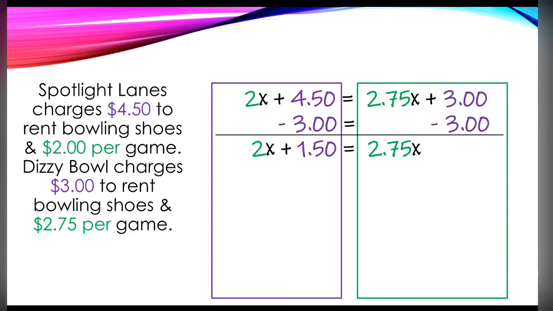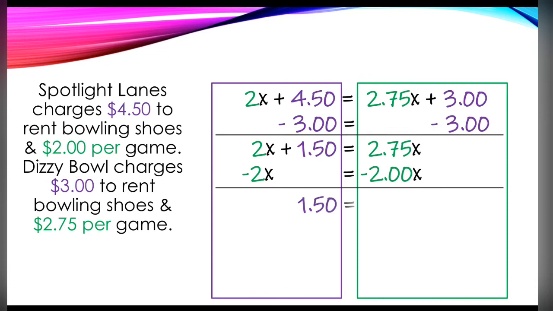Next step, we want to get rid of the green, the 2x. In order to get rid of positive 2x, we're going to subtract 2x from both sides. Hopefully you know that negative 2x and negative 2.00x are equivalent. They're just in different formats. This is going to leave us with $1.50 and 75 cents x. There's our multiplication problem. We can now divide by 75 cents on each side. Using your calculator if you need to, you will see that x equals 2.